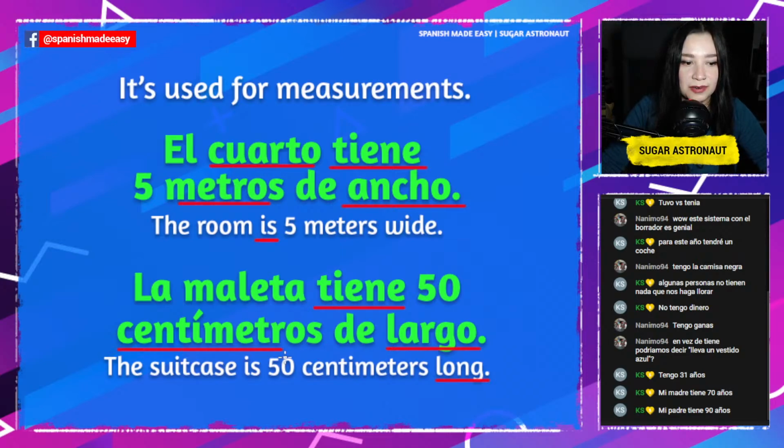Centímetros, this is an interesting word. Centímetros, centimeters. Maleta, suitcase, remember that. And of course, the verb tener right here. You can see that in this situation, tener is similar to the English verb to be in this specific situation, okay? So remember, tener is used when talking about measurements. When you're describing a room, when you're talking about an object, you can use the verb tener, and remember that.